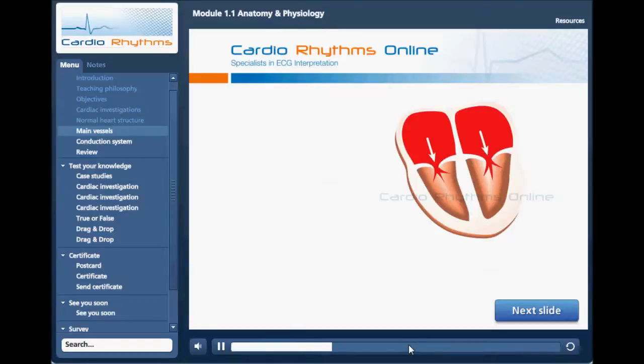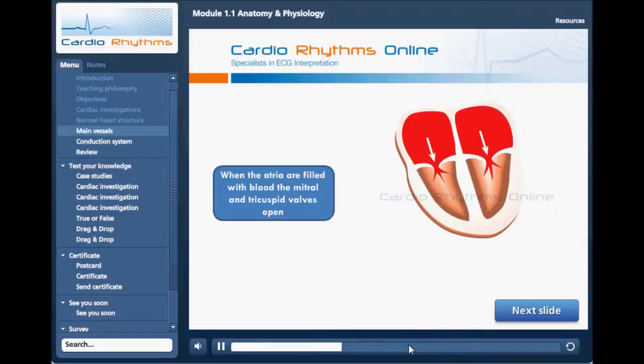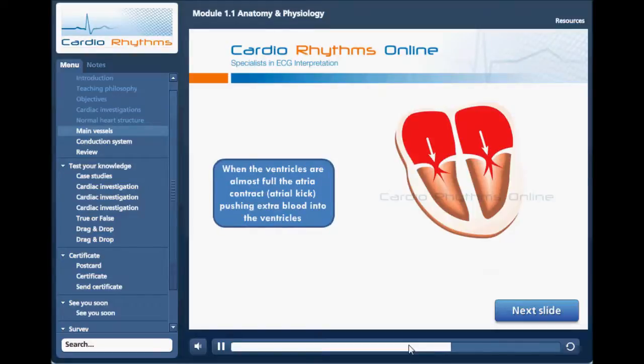When the atria are filled with blood, as shown here, the mitral and tricuspid valves open. However, it's a common misconception that the atria actively pump blood into the ventricles. In actual fact, most of this, approximately 80%, is achieved passively. When the ventricles are almost full, the atria then contract, and this is known as the atrial kick. This pushes the remaining 20% into the ventricles.